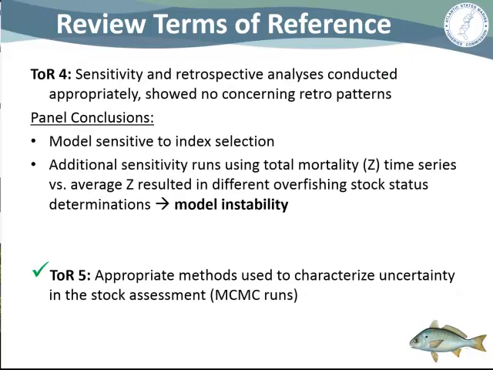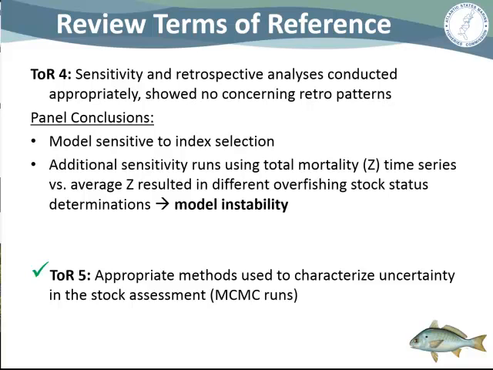Term of reference 4 was to evaluate how the assessment did sensitivity runs and characterized retrospective bias in the assessment. The panel found that was all done correctly, and there was a relatively minimal retrospective pattern. They concluded the model was sensitive to index selection, and that some of the sensitivity runs using year-by-year total mortality, or Z estimates, resulted in a different stock status than using an average total mortality. And this was one of their major concerns about drawing absolute conclusions about stock status and numbers from the assessment.